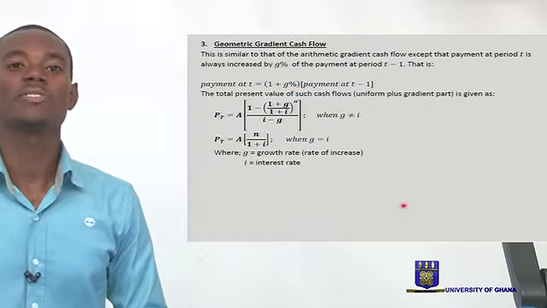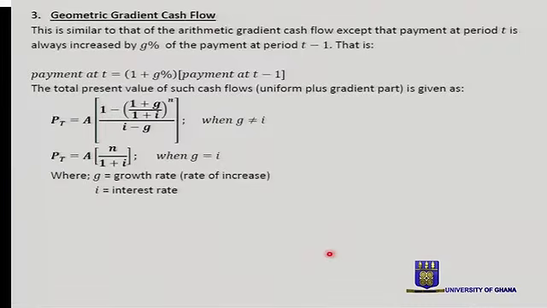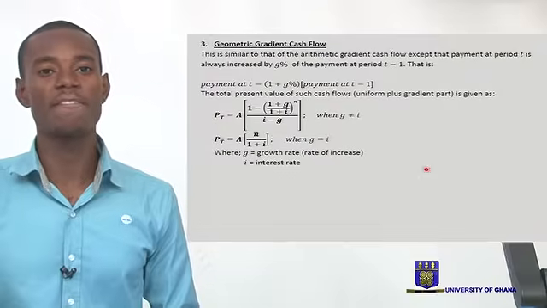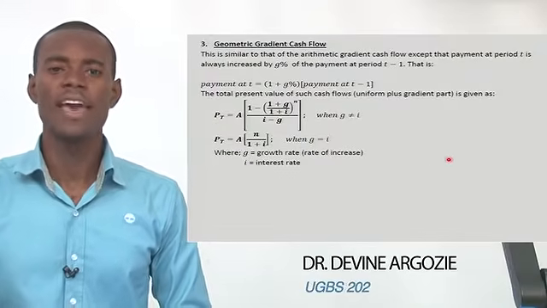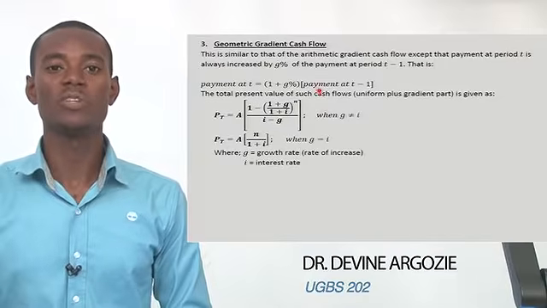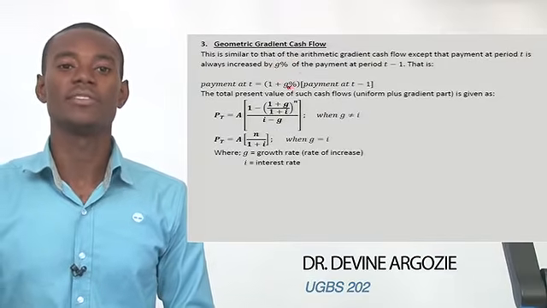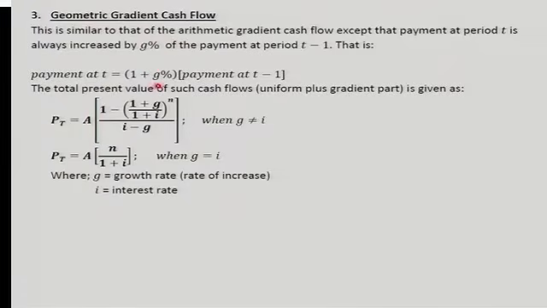Okay, and then the final cash flow that we want to look at is the geometric gradient cash flow. For this type of cash flow, where in the previous instance we have the cash flow either increasing or decreasing by a fixed sum, here the cash flow actually grows or decreases by a fixed percentage, which we will call the gradient or the growth. And so that growth is in percentage, and this is how we express it as 1 plus G minus all this expression. Good, but there are two instances.